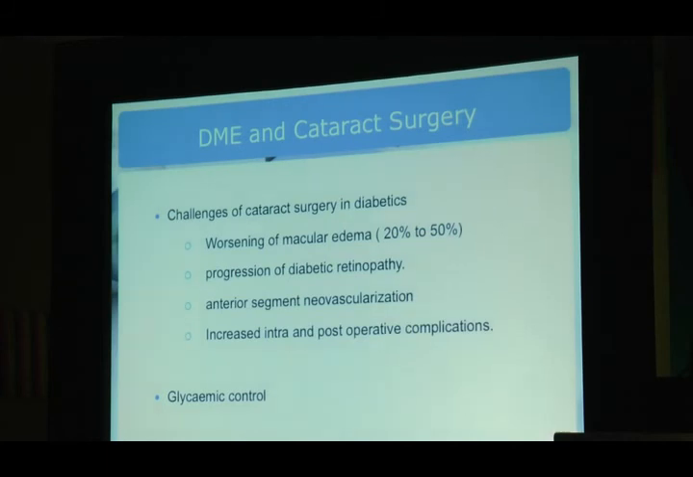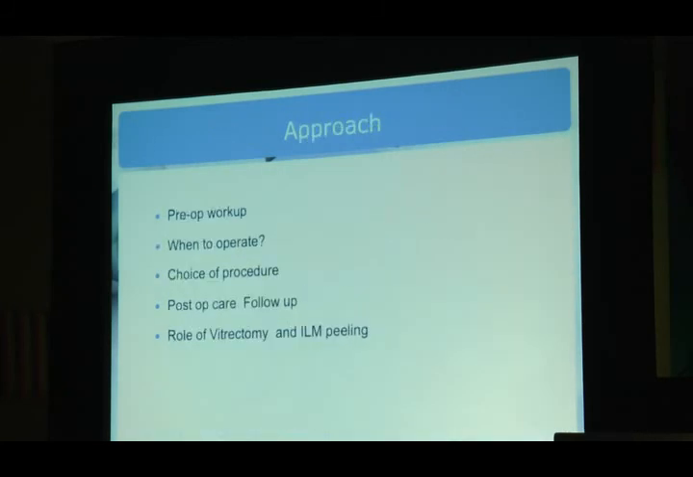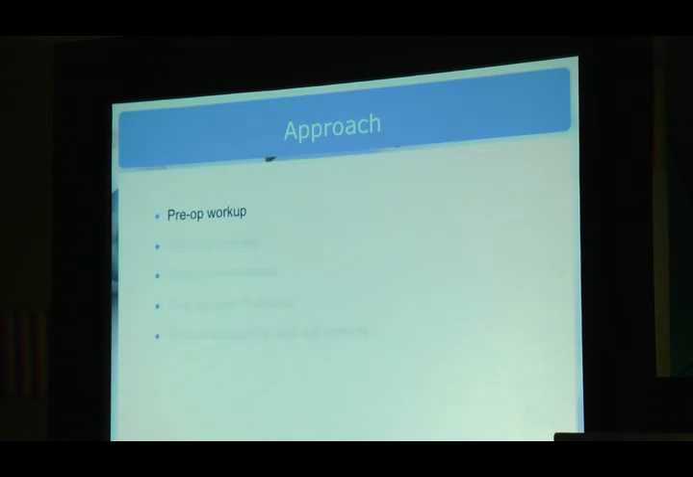It goes without saying that all these cases should have adequate glycemic control before they are taken up for surgery, because all these cases will have increased blood-aqueous barrier breakdown and increased VEGF, which are maximum on day 1 and then come back after 1 month. These are the cases where you have to work on the preoperative workup. You decide when to operate, what your choice of procedure is, whether they need separate post-op care, and what the role of vitrectomy is in these cases, as has already been shown beautifully by Dr. Manish.